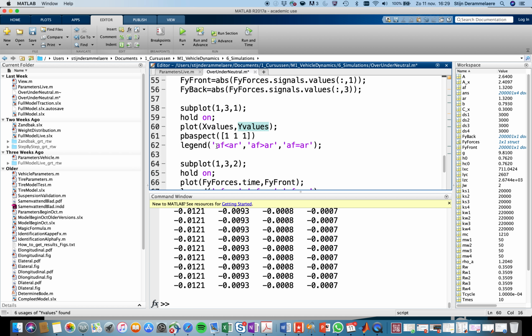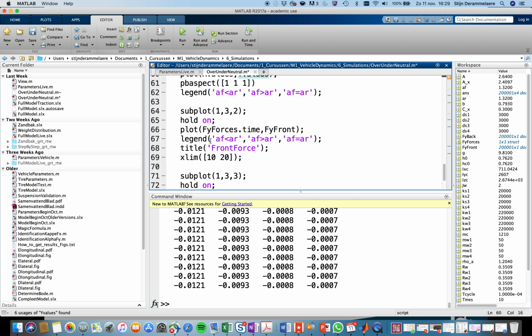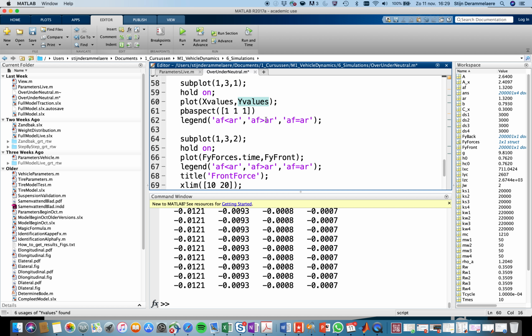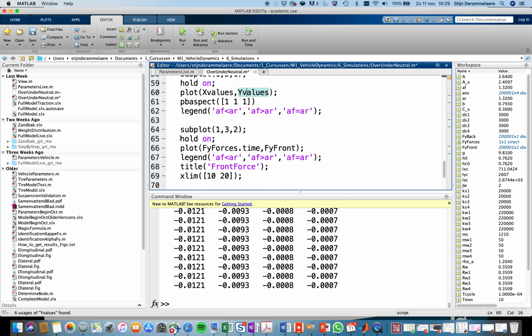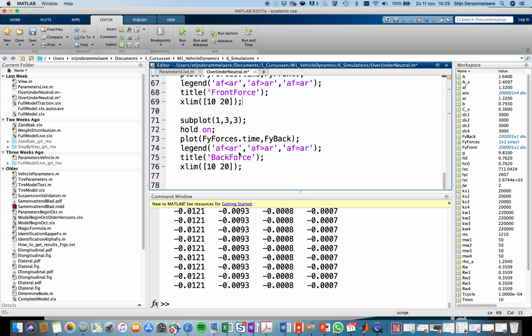First, we did the experiment with an AF smaller than AR. And then we had the experiment with AF larger than AR and AF equal to AR. We also do that for the other subplots. Also be aware of the fact that we only plot the behavior of the forces at the end of the simulation, in the second half of the simulation, because at the start of the simulation we will have some transient effects we do not want to include in our final graph.